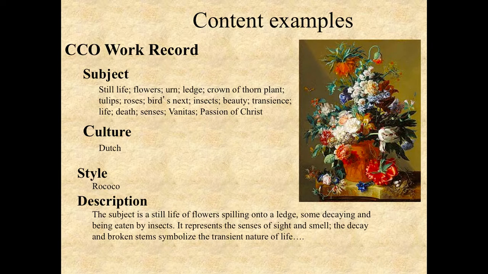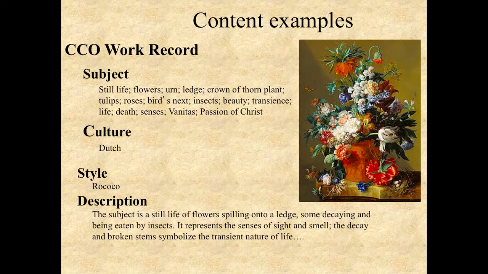This slide is showing a few examples from the museum and visual resources world. So we have first subject. So we've got several keywords or phrases describing the resource's content. Note that we have some concrete visual images that appear in the work, right? Still life, flowers, urn, ledge. But we also have some themes and motifs too, right? We have death, the senses, vanitas, passion of Christ, right? So notice how these subject terms are really on several different levels of description here, right?